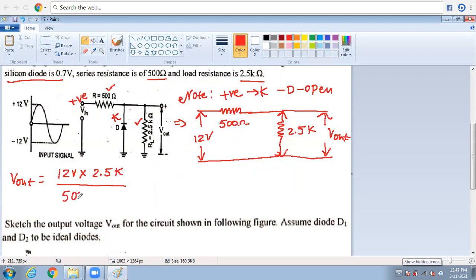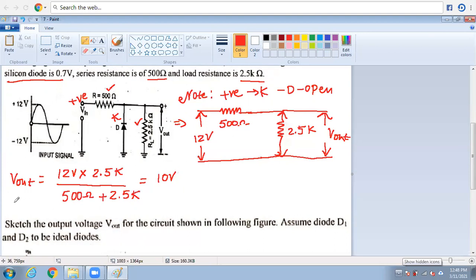Okay, that is 500 ohms plus 2.5 kilo ohms. If you convert this 500 ohms to 0.5 kilo ohms, in the end you will get 2.5 plus 0.5, around 3 kilo ohms. Now in this mathematical calculation, the kilo ohms cancel. At the end we can expect 10 volts of output waveform voltage.